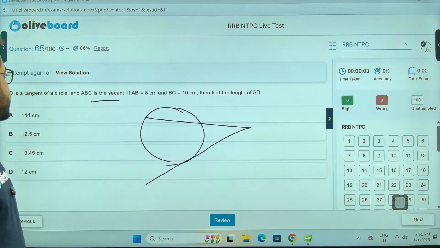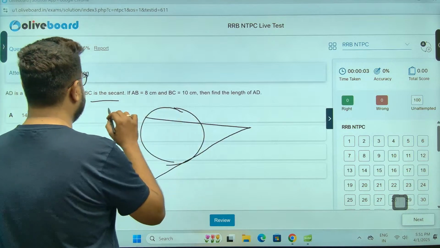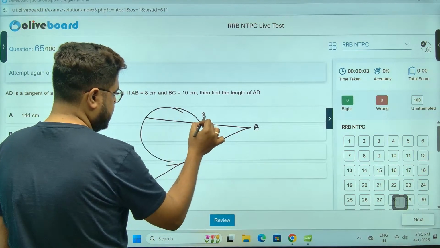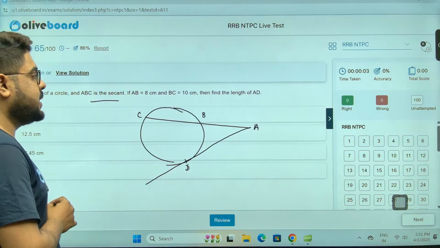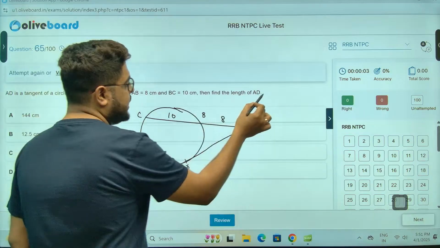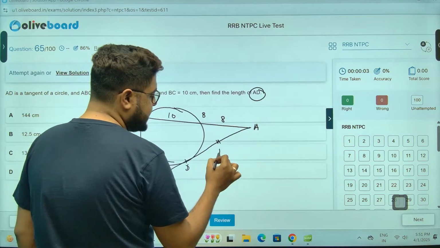Okay, sir. AD is the tangent, ABC is the secant, meaning this is A. AD is the tangent, this is the secant. AB is 8, BC is 10. Find AD. I am taking it as T.